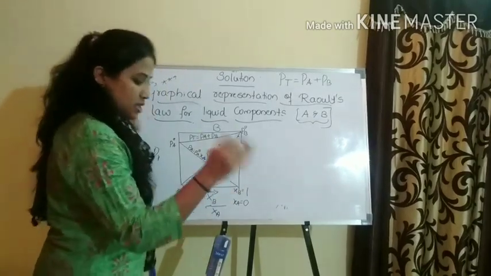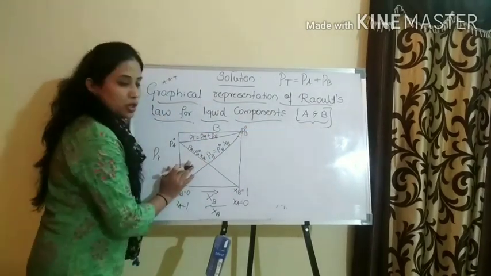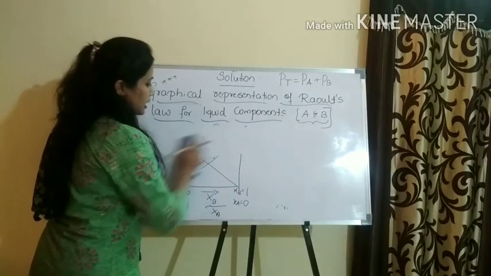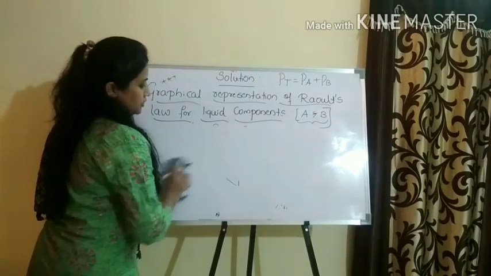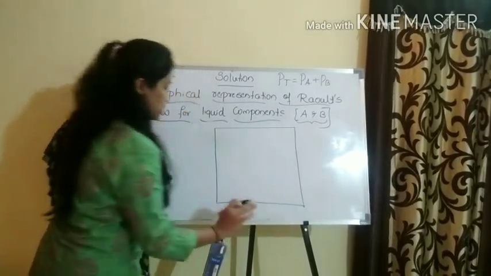So first I drew the two graphs separately. Then after mixing, how will the graph appear? I'm just going to write neatly so that you can understand very clearly. How to write the graph again? Just put a box like this.